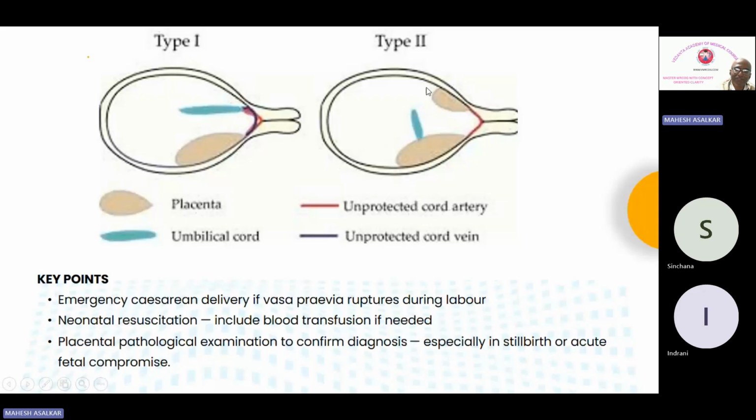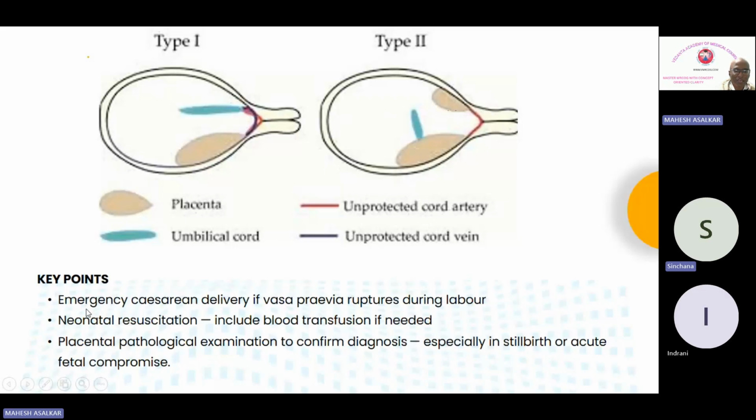This is type 1 Vasa Previa. In type 2, we have a succenturiate lobe. Here is the main placenta, here is the cord, and there is a vessel connecting this succenturiate lobe to the main placenta. So this becomes the Vasa Previa, that is type 2. These are the two types. Is it very clear to you? Type 1 is filamentous and type 2 is associated with the succenturiate lobe.